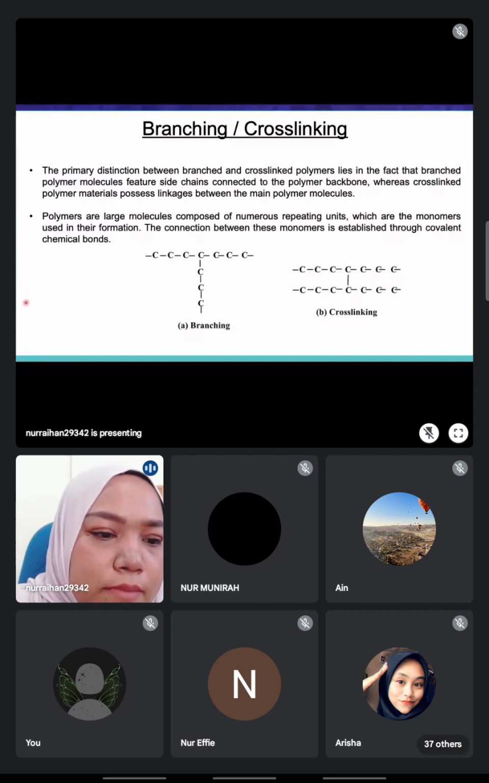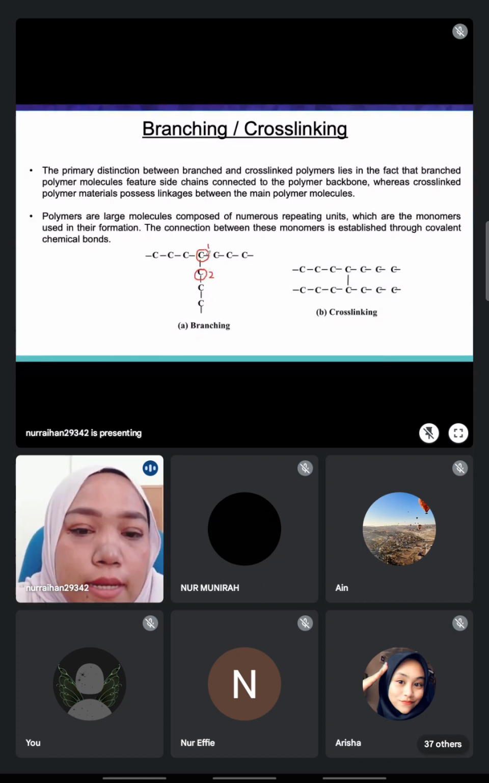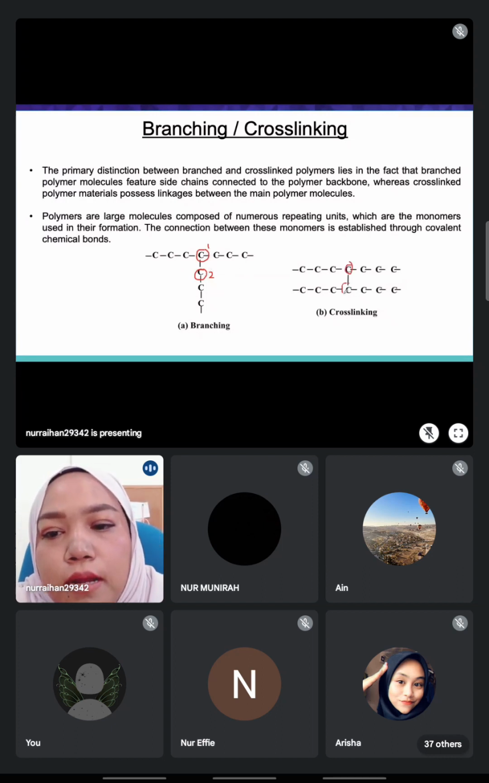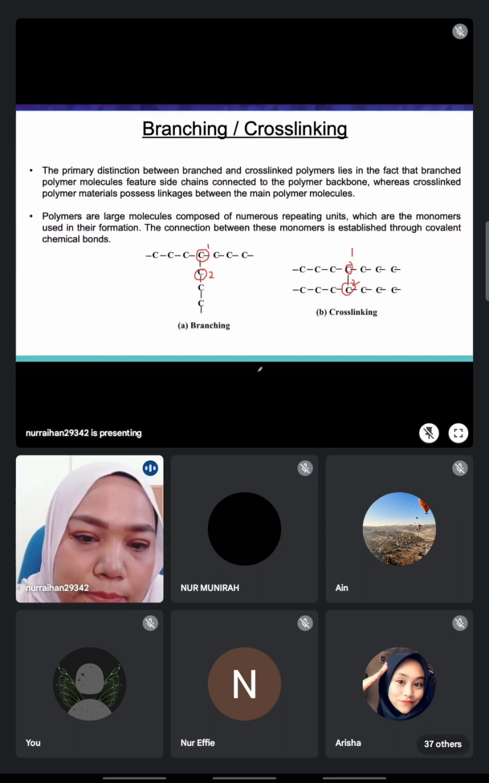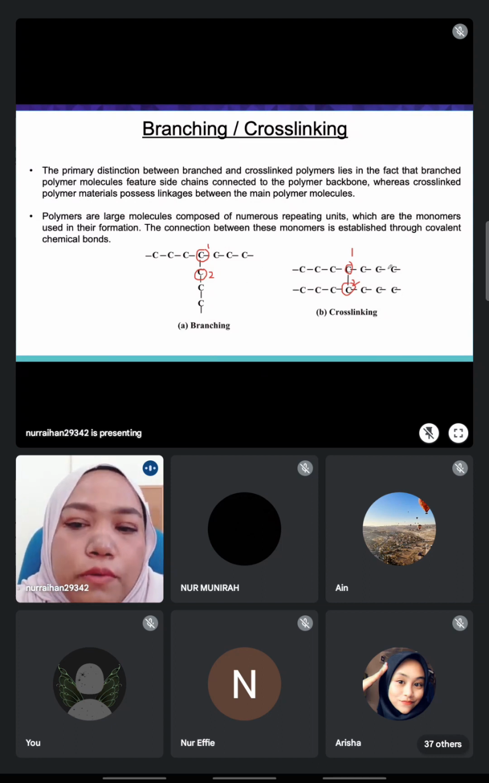But what makes the term a branching and what makes the term a cross-link? So kalau you lihat kat sini, carbon yang ni akan link dengan carbon yang kedua. Saya labelkan ni sebagai satu, ini sebagai dua. So carbon satu dan carbon dua akan link sekali. Sama juga, ini adalah carbon satu dan ini adalah carbon dua. Okay, pun akan link sekali juga. Tetapi kenapa untuk kes yang pertama dipanggil sebagai branching, kes yang kedua dipanggil sebagai cross-linking.